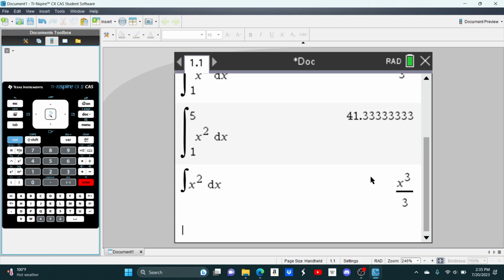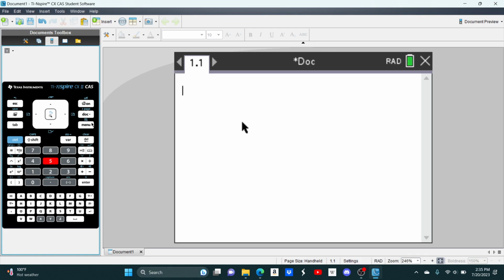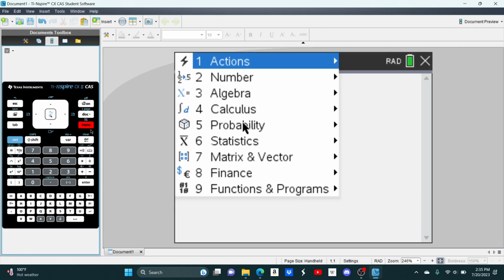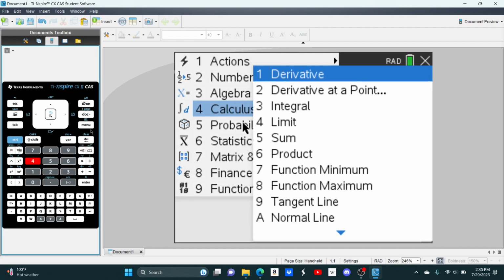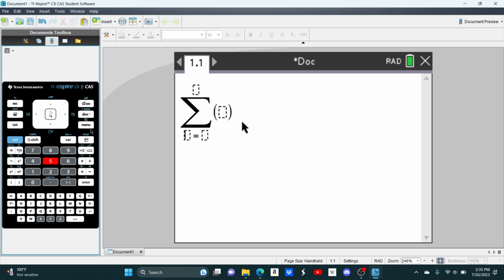Okay, the next group of things is your summation and product notation. If you go to calculus, number 5 is for sum. Let's say you want to find the sum of the first 100 positive integers. You type it in just like you would see in function notation. I do x equals 1, that's where I'm starting, 100 is where I'm ending, and I'm plugging it into x.